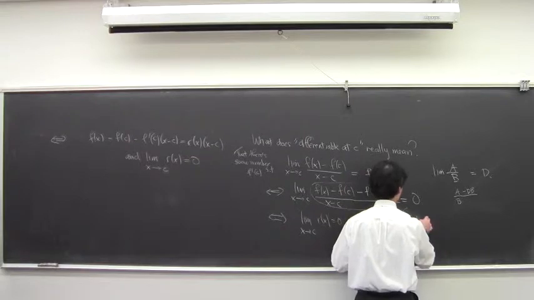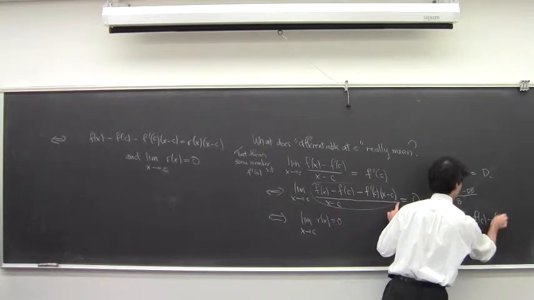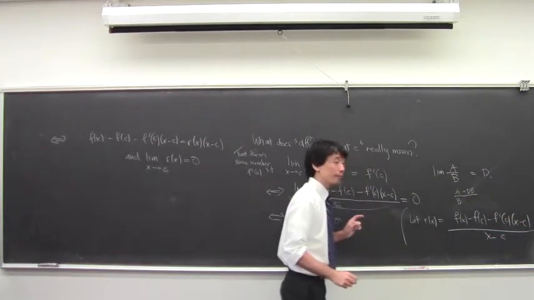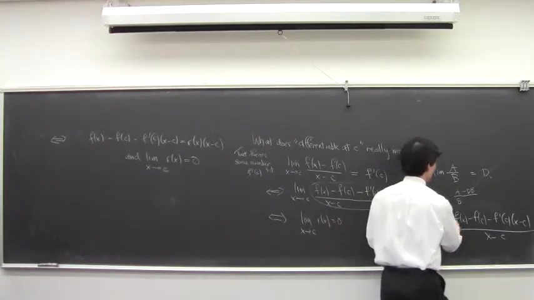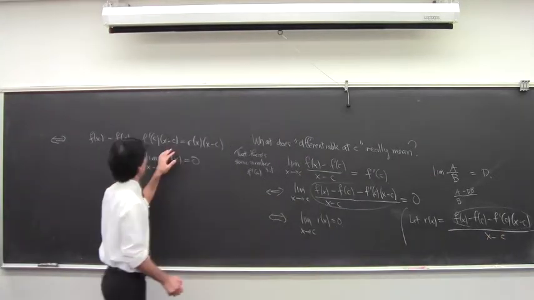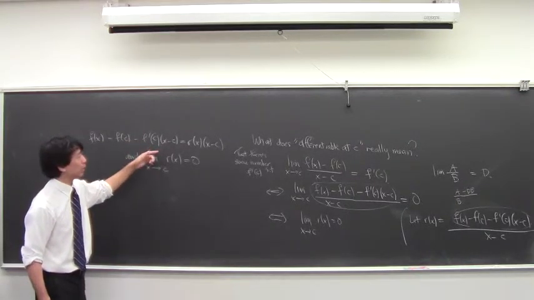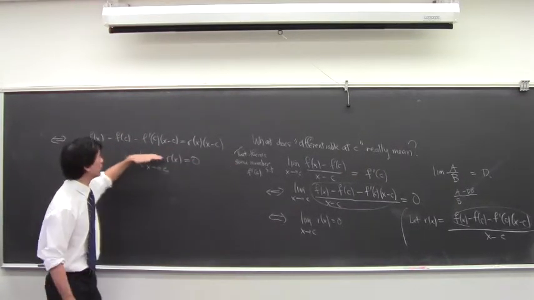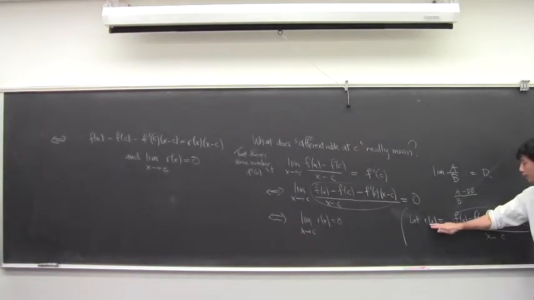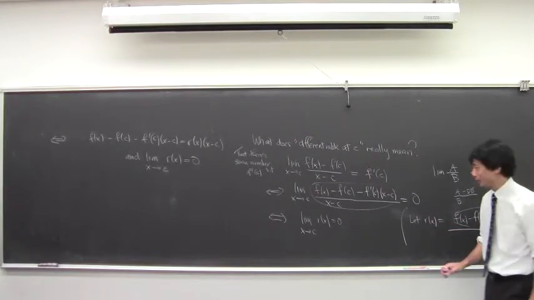What did I do over here? I let r of x be this whole left-hand side divided by x minus c. In other words, this thing is r of x times x minus c. Right, I multiplied both sides. The numerator here is r of x times x minus c. So really, nothing has happened.